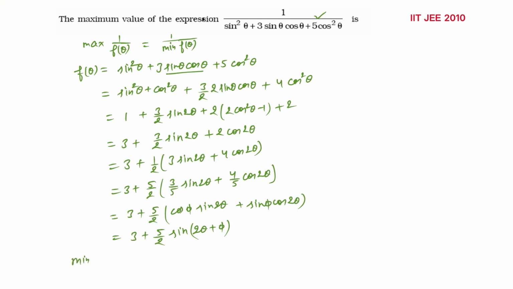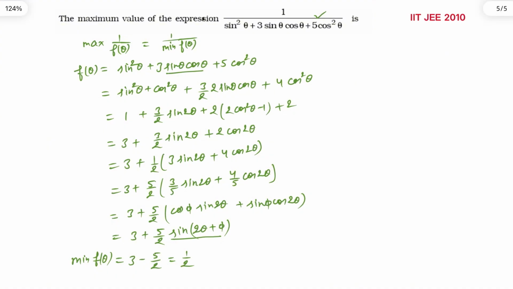Minimum value of f theta will be when sine is minimum, right? And we know the minimum value of sine is minus 1. So the minimum value will be 3 minus 5 by 2, which is 1 over 2. And our final answer, which is maximum of 1 over f theta, will be 2. And 2 is our answer. That's it.